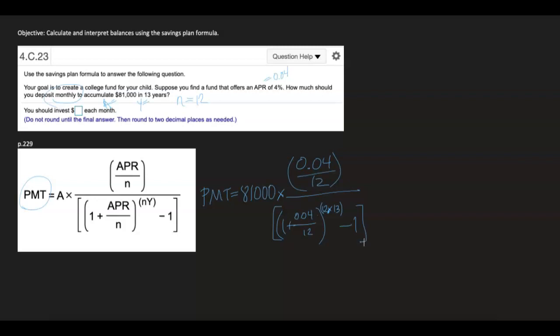But maybe part of the question is, well, how do I put this in my calculator? Because we really don't want to calculate every single piece of this by hand the long way. We have the technology, so let's use it. So let's look now at what the calculator can do.